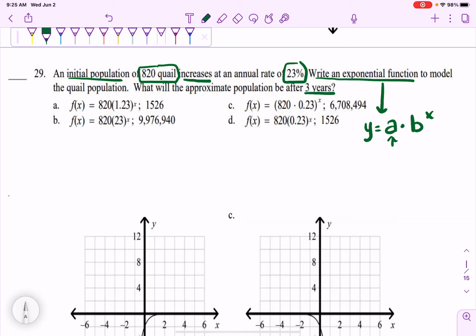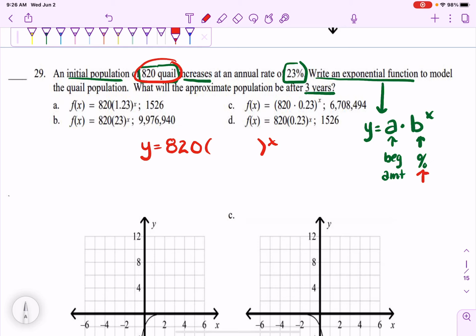Now, this is usually your beginning amount, and this is usually a percentage. So we know in this particular problem that our beginning amount is 820. So we know this has to go at the beginning.